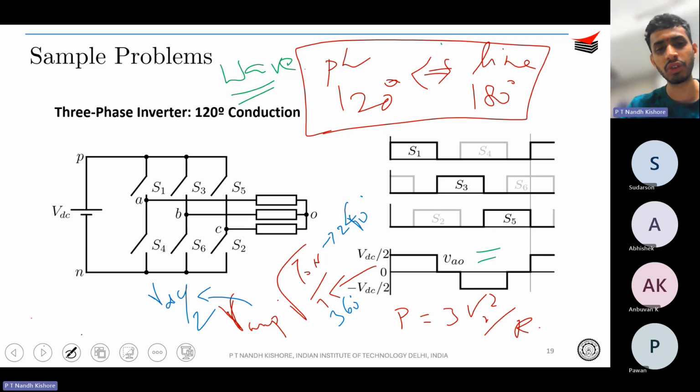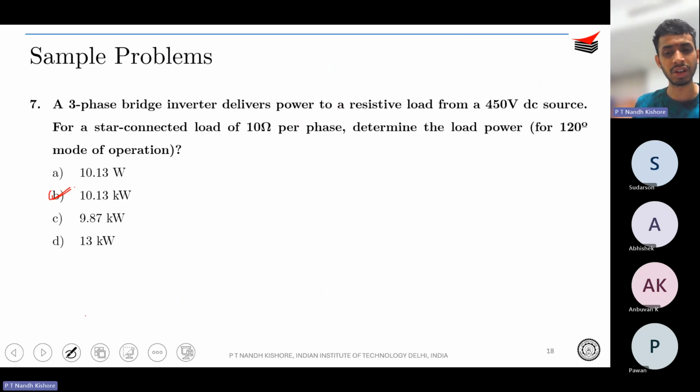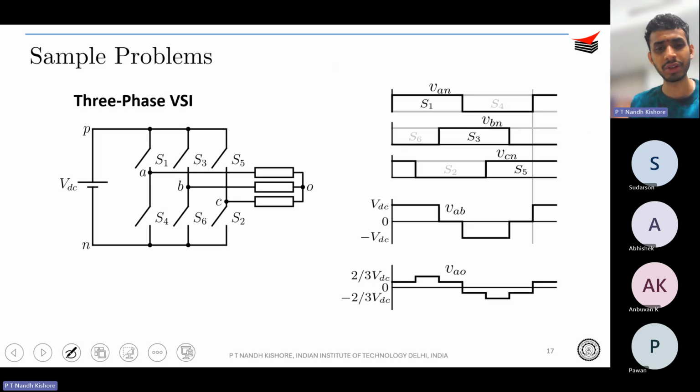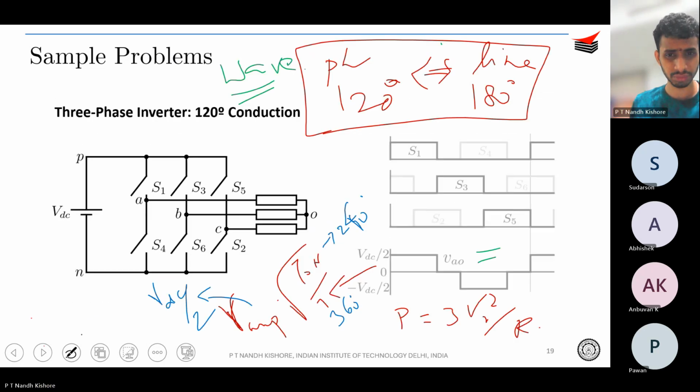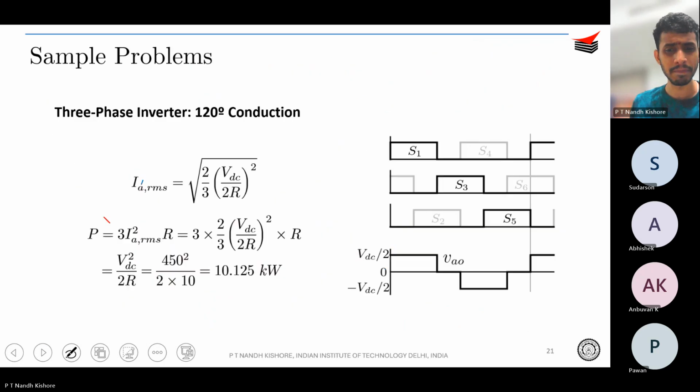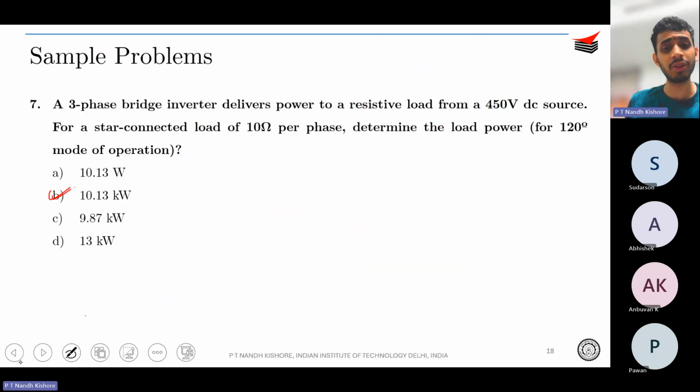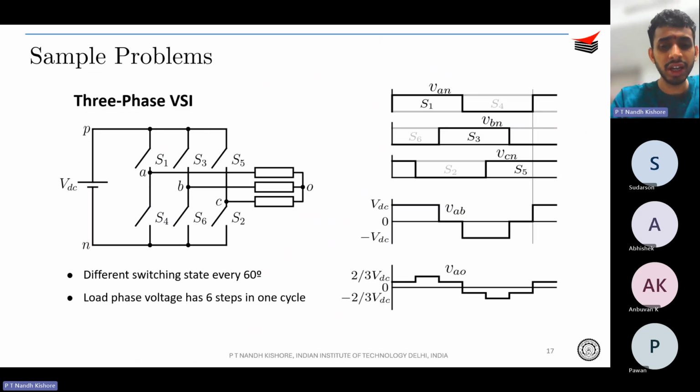Because of course you understand that it's VDC by 2. So just the wave shape, if you see, it's a quasi-square wave. Just keep these things in mind, and it will be easier for you. Use a little intelligence and you will be able to solve it. Good question.